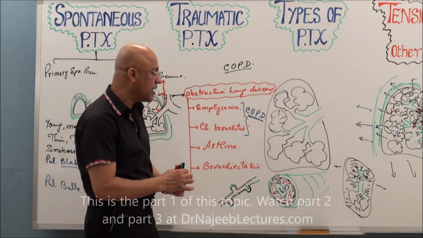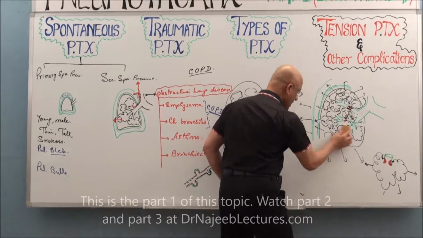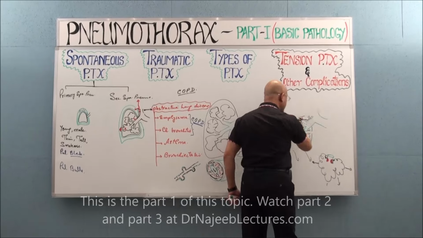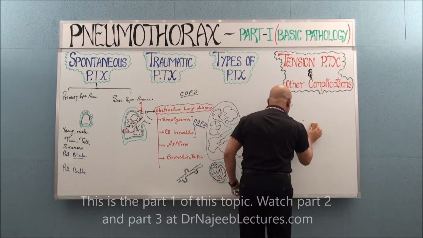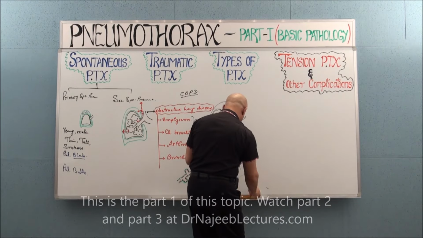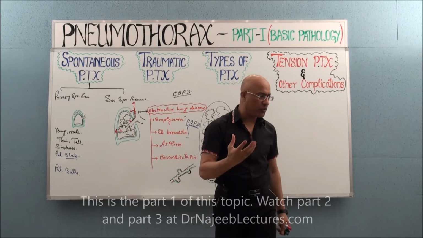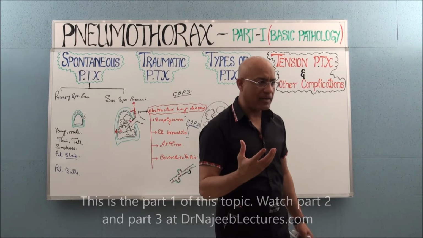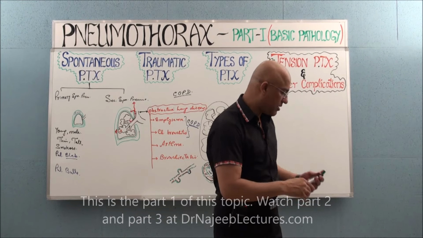Because emphysema is a disease related with distal air spaces. So what really happens in emphysema is that air spaces become enlarged, alveolar air spaces become enlarged, and their septa are destroyed. This is the basic pathology, right?